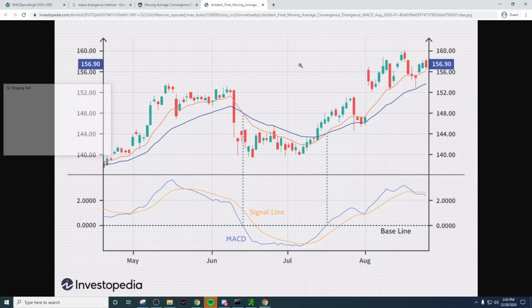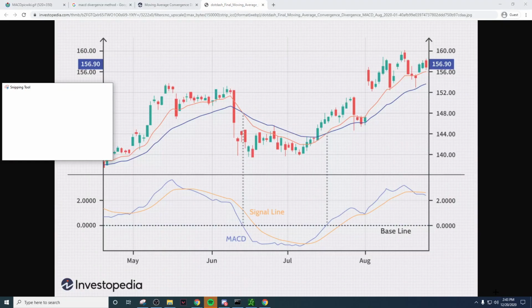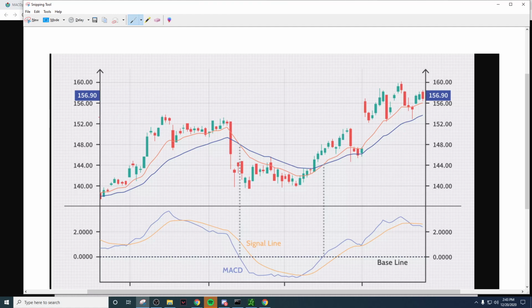So here, I'm gonna snip this and I'm gonna pretend. Okay, there you go. So this is the high. This is the point where we have to break. Oh, sorry about that. This is basically our resistance right here. Let me just draw this.